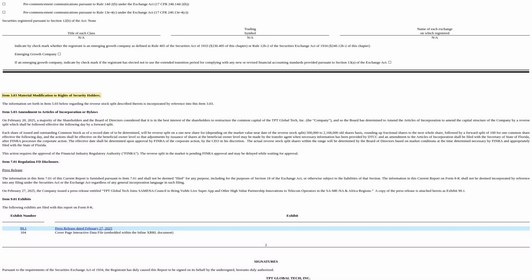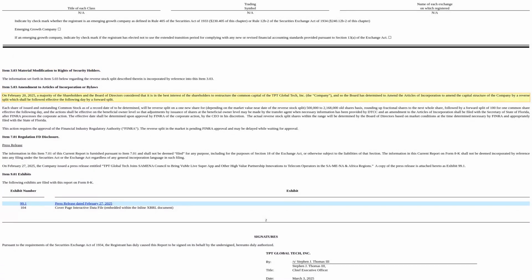Okay, here's the meat of the matter. TPT Global Tech wants to restructure its common stock. They're planning to amend their Articles of Incorporation. Think of the Articles of Incorporation as the company's rulebook, and they're rewriting a key chapter here. Now for the confusing part, a reverse stock split immediately followed by a forward stock split. It's like consolidating all your small bills into one big bill and then breaking that big bill right away into smaller ones again. Essentially, they will decrease the amount of shares and the next day bring it back up.